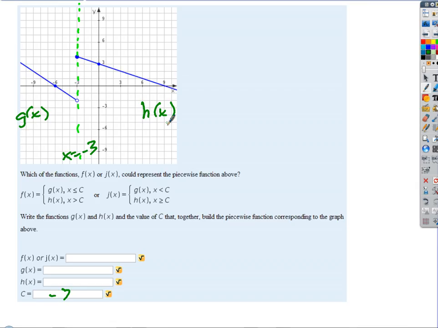Well, first of all, which endpoint situation fits? Which one gets to keep the endpoint, the left function or the right? Yeah, so h of x gets to keep it, doesn't it? And so this is going to be j. That's the one that we need, because it includes, see, look, it includes the equal sign with h. Got it? Okay, so that's j.